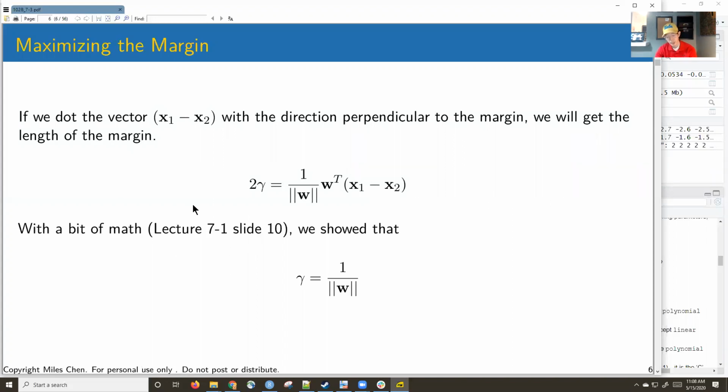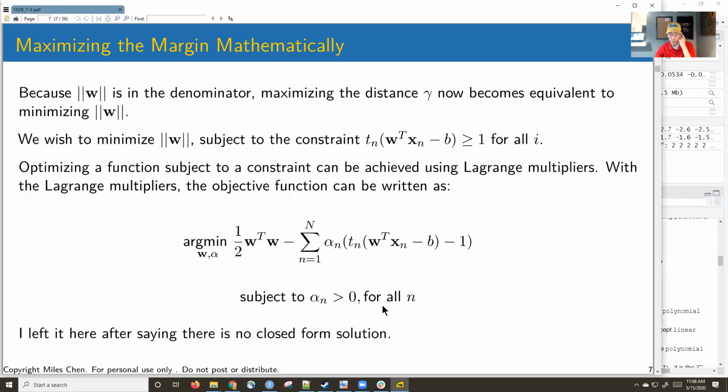And then I showed on Monday's lecture, we did some math, and after you simplify everything, this gamma is equal to 1 over the norm of W. And so what we want to do is maximize this gamma, and that can happen if we minimize the norm of W, right? The norm of W is in the denominator, so maximizing the distance gamma is equivalent to minimizing the norm of W, okay? But there's the constraint that the W we choose correctly classifies all of our points, right?